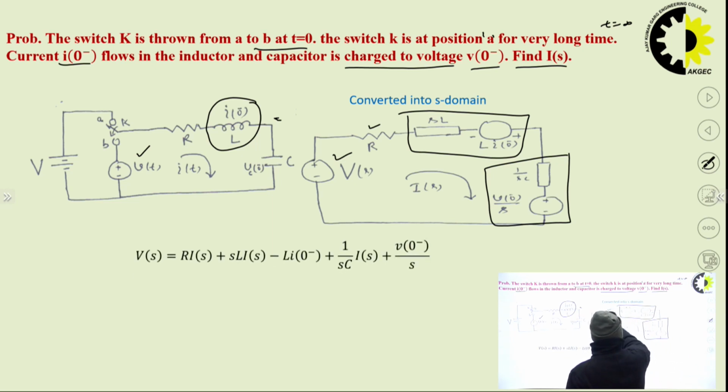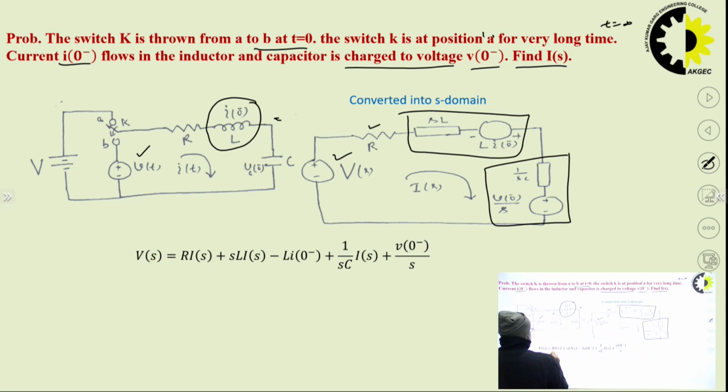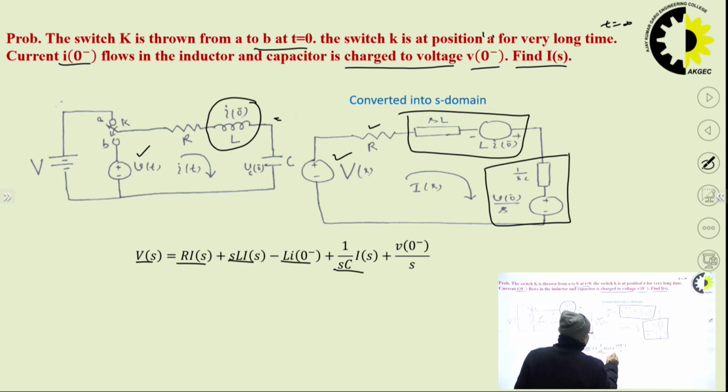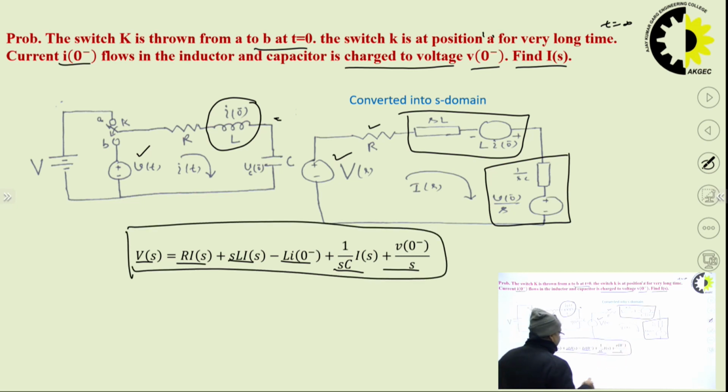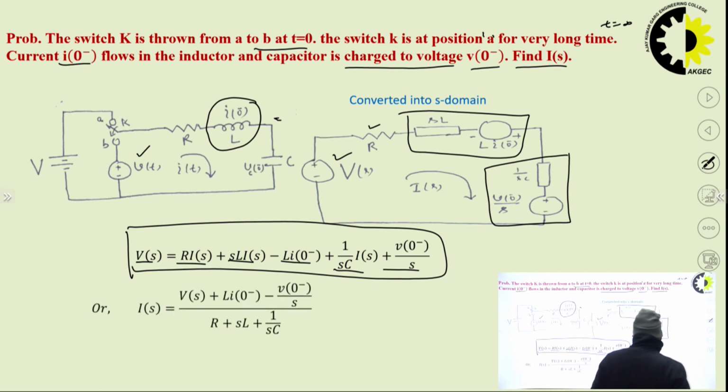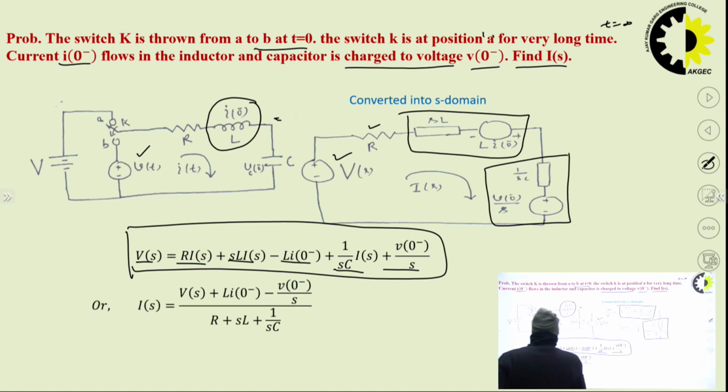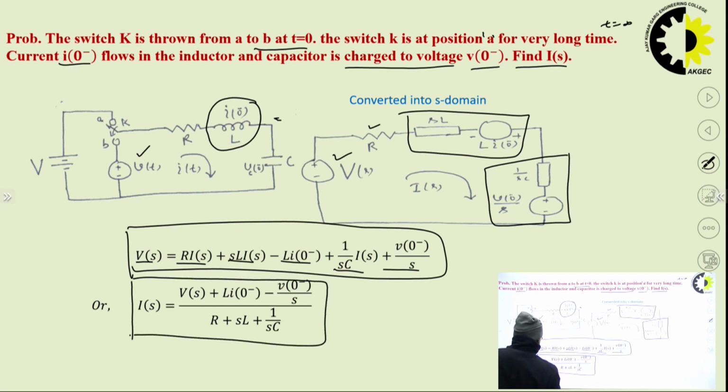Once we have converted into S domain, we can simply apply Kirchhoff's voltage law. So V(s) is equal to R I(s) plus sL I(s) minus L I0 plus 1 by sC I(s) and so on. This is simple algebra, and we can find I(s). So I(s) is nothing but this one. This is I(s), the current in S domain.